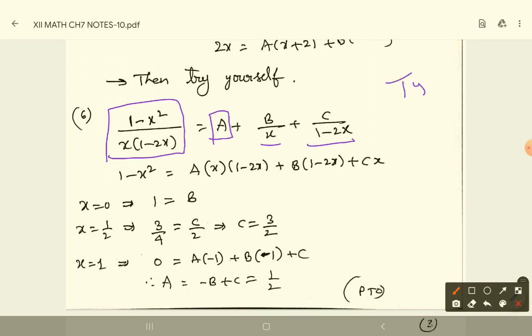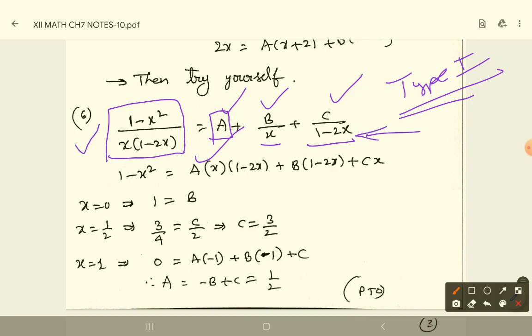It is also of type 1 only, but here A will come additionally, because the degrees are equal and it is an improper fraction. So for an improper fraction with numerator and denominator of the same degree, you should write A plus B by x plus C by 1 minus 2x. Then 1 minus x square can be expressed as A into x into 1 minus 2x plus B into 1 minus 2x plus C into x.